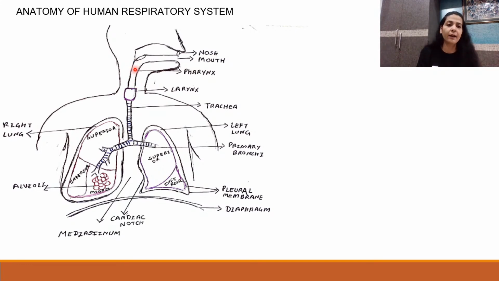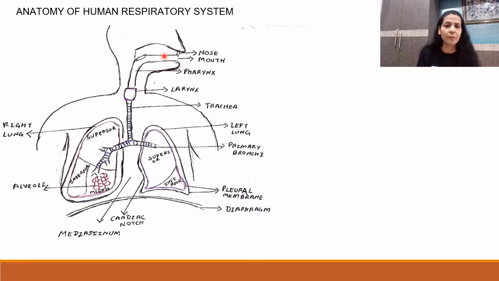In this particular diagram, what you are seeing is the windpipe portion. So air from the pharynx will enter into the windpipe, and the first part of the windpipe is larynx. Now here, at the junction of the larynx and pharynx, there is a small opening. That opening is called glottis, and it is covered with a cartilage flap, epiglottis. We'll learn about this more in the larynx.